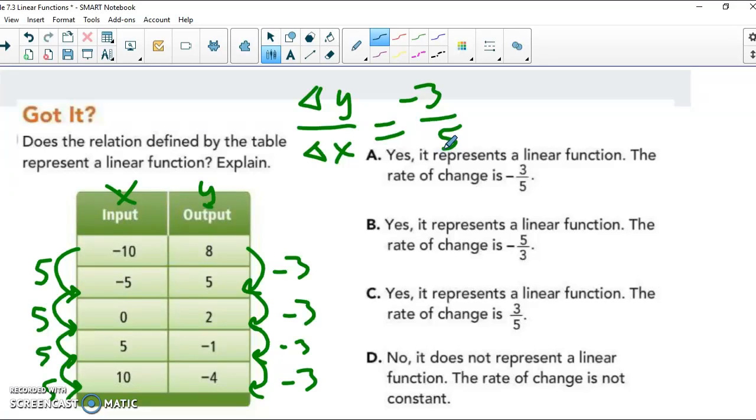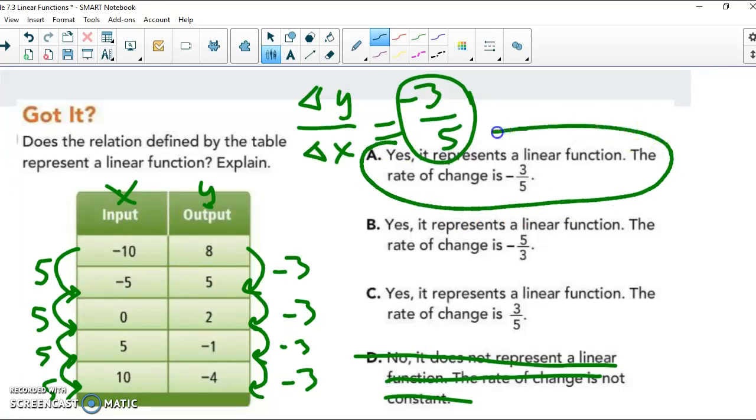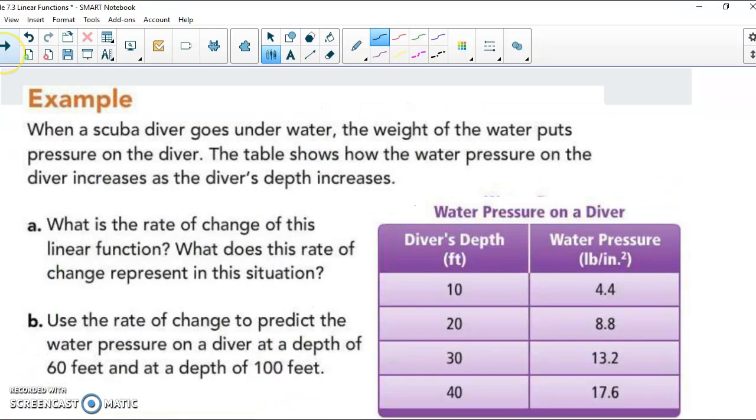My y values continue to go down by 3, while my x values continue to go up by 5. So our rate of change is negative 3/5. So since I have a constant rate of change, I know it can't be letter D, so it could be A, B, or C. But the only answer choice that found the same rate of change as we did is letter A. So this is a linear function because the rate of change is 3/5.